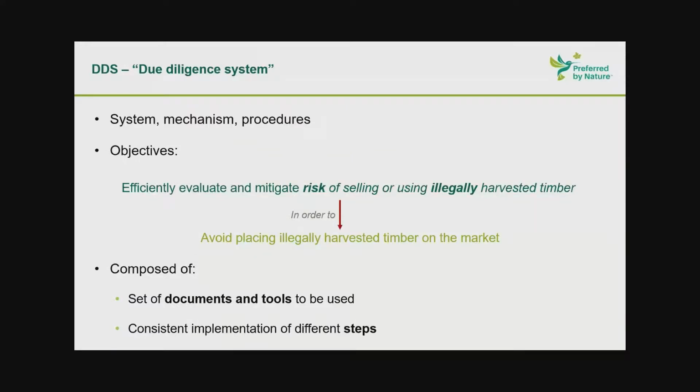Okay, so we already talked about it. It has to be a system. What is the objective of this system? Basically, you have to evaluate and mitigate the risk of something being illegally harvested. Something, I mean, wood and wood timber-related products. But you have to assess the risks of putting something illegally harvested on the market.